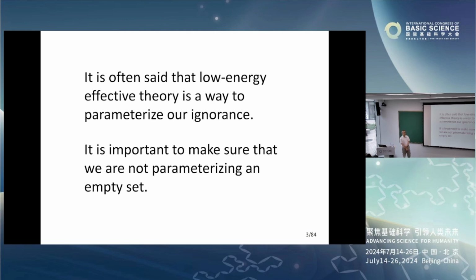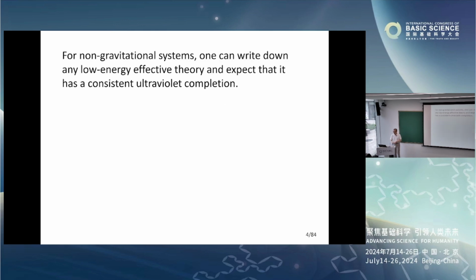It is often said that the low energy effective theory is a way to parameterize our ignorance. We don't know the ultraviolet theory, but in low energy theory, we may not have to know about the ultraviolet theory in detail. You just write down all possible terms. But in the gravitational theory, if you just use arbitrary parameterization, then you might be parameterizing an empty set. So you have to be careful. You can have a wonderful theory about low energy effective theory, which turns out to be describing an empty set, and that's not very interesting. That's a lesson that I would like to draw from this talk.